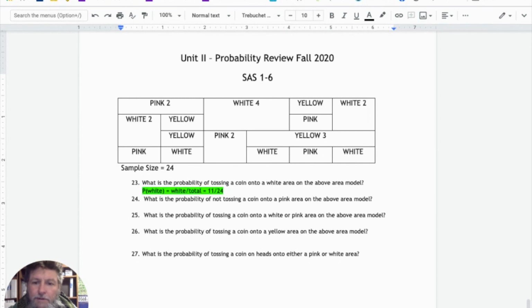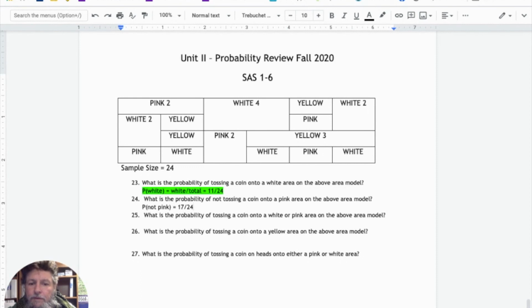What is the probability of not tossing onto a pink area? So not pink. So we know it's not pink over total. We don't have to write that down. So what is not pink? We'll count everything that's not pink. White is not pink. 1, 2, 3. Yellow is not pink. 4, 5, 6, 7, 8, 9, 10, 11, 12, 13, 14, 15, 16, 17. So it's 17 out of 24.